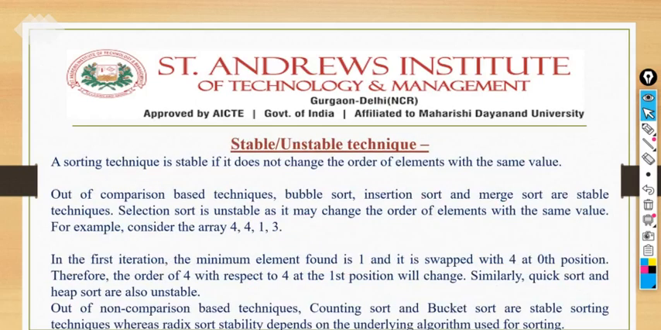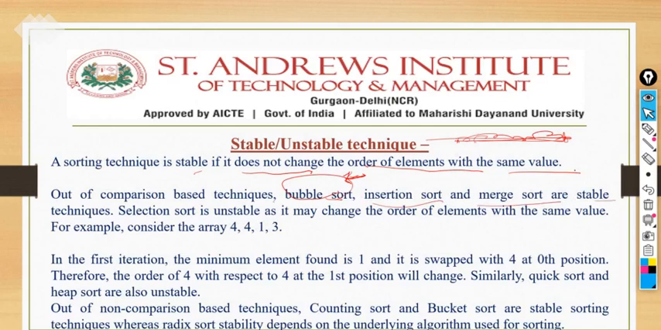Next are stable and unstable techniques. What does it mean actually? A sorting technique is stable if it does not change the order of the elements with the same value. Among comparison based techniques, bubble sort is very simple, the simplest algorithm. Suppose you have a line of students that you have to arrange from the shortest height to the largest height. Every student in the line does the comparison and adjusts accordingly in the line according to their heights. That is an example for bubble sort.